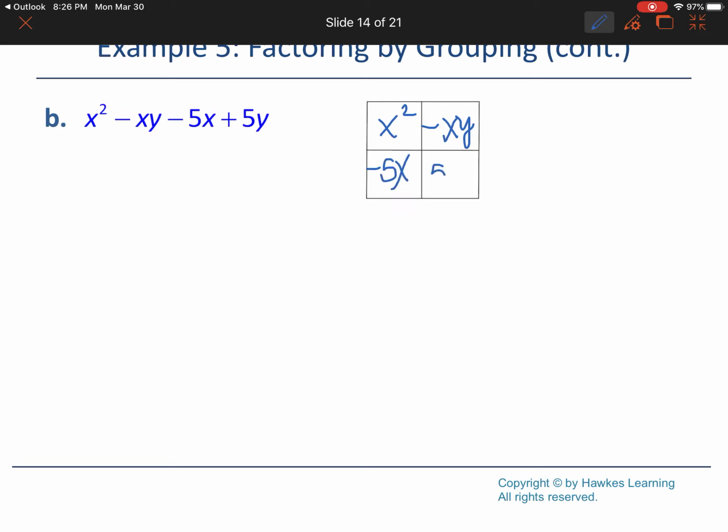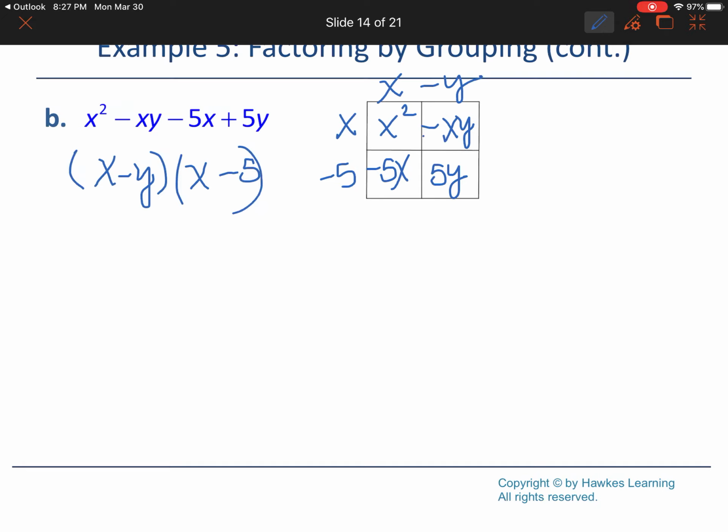Okay, so hopefully you filled in your box. So x squared is going to be just x and x, right? There's no other way around that one. So to get this one over here, we have an x, so we need a negative and a y, right? So this would be negative y. And down here, we have a negative 5x, so we have the x, we need the negative 5. And then double check, negative 5 times negative y will give me positive 5y. So my answer is x minus y and x minus 5.